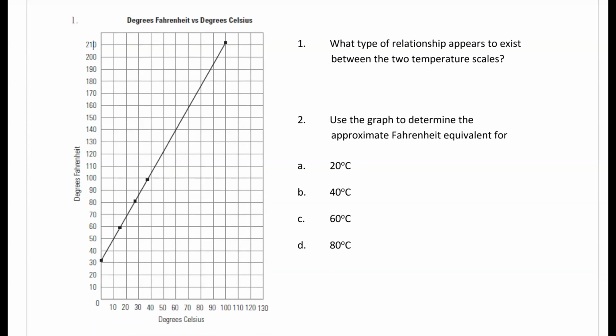Now below here, it says what type of relationship appears to exist between the 2 temperatures. Well, if we look at this line here to look at what type of relationship it is, it's a straight line. Whenever we're talking about a straight line in math, we're going to talk about it being a linear relation. So a linear line means that it's going to have a constant rate of change. So it's changing consistently by the same amount each way.